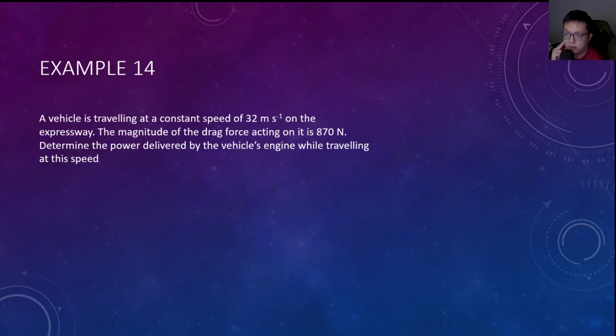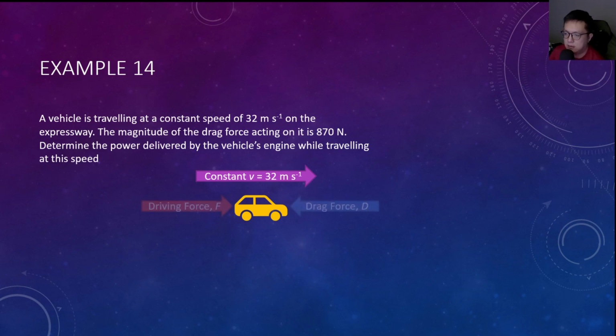Okay, example 14 now. A vehicle is traveling at a constant speed of 32 meters per second on the expressway. The drag force acting on it is 870 newtons. Determine the power delivered by the vehicle's engine while traveling at this speed. So let's quickly draw a simple diagram. I have a car there, and this car is traveling at a constant speed of 32 meters per second.